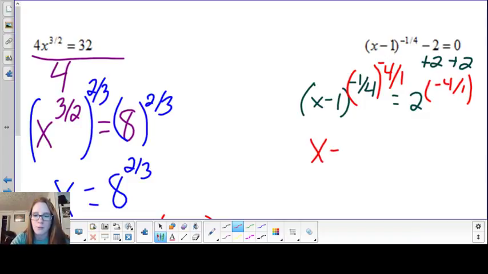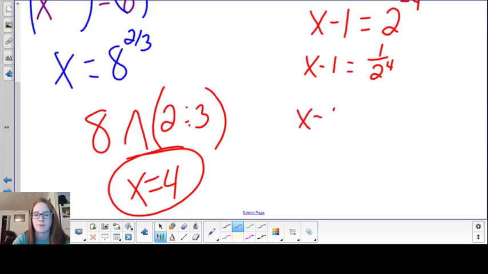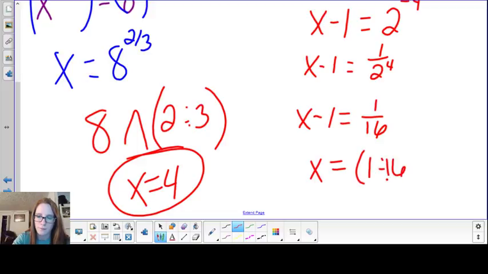So I'm left with x minus 1 is equal to 2 to the 4/1, which is just negative 4, which we know we have to move to the bottom to make it positive. So I'm going to take 2 to the 4th, which is 16. I'm going to add 1. So when I do that in my calculator, I'm going to do 1 divided by 16 plus 1, and then I'm going to my math bracket to turn it into a fraction.